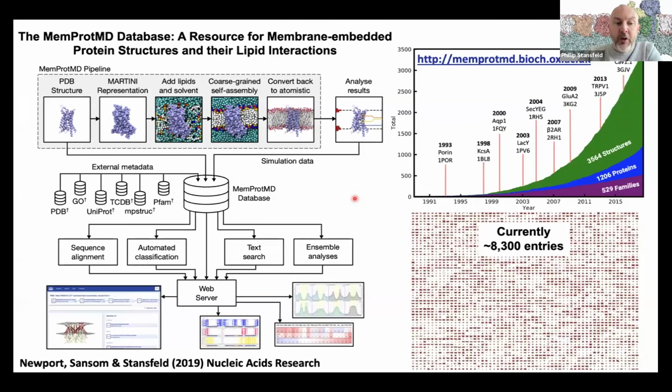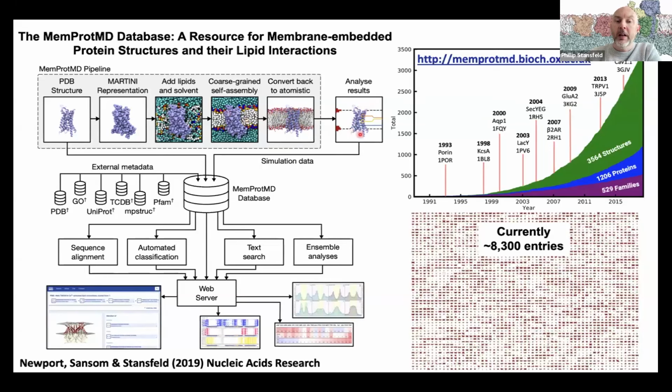Charlotte gave a really great introduction to MemProtMD in terms of how its overall setup is, taking a PDB structure, generally on a Wednesday when they're released from the Protein Data Bank, and then we turn it into a Martini representation, add lipids and solvent, and then you do it via a self-assembly process, receiving a membrane protein structure within its lipid bilayer. We can then convert that system back to atomic level detail, and I'll talk you through that process in a couple of slides' time.